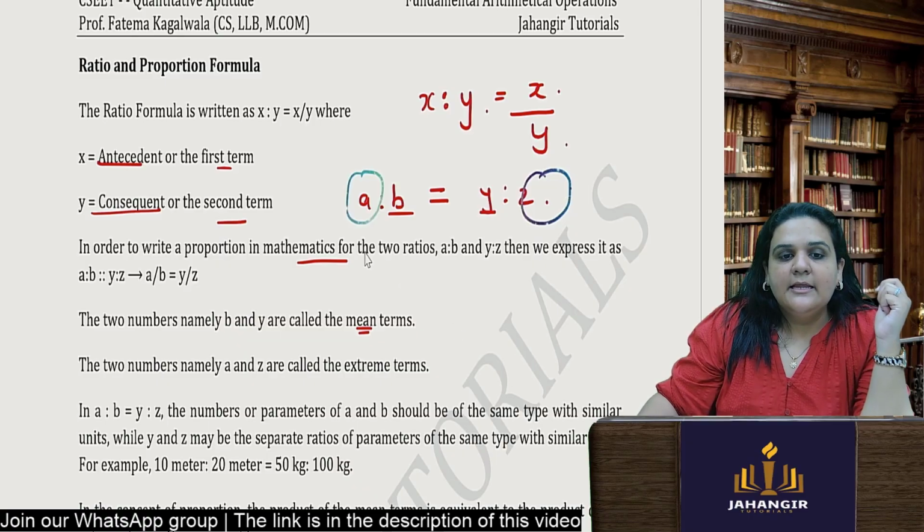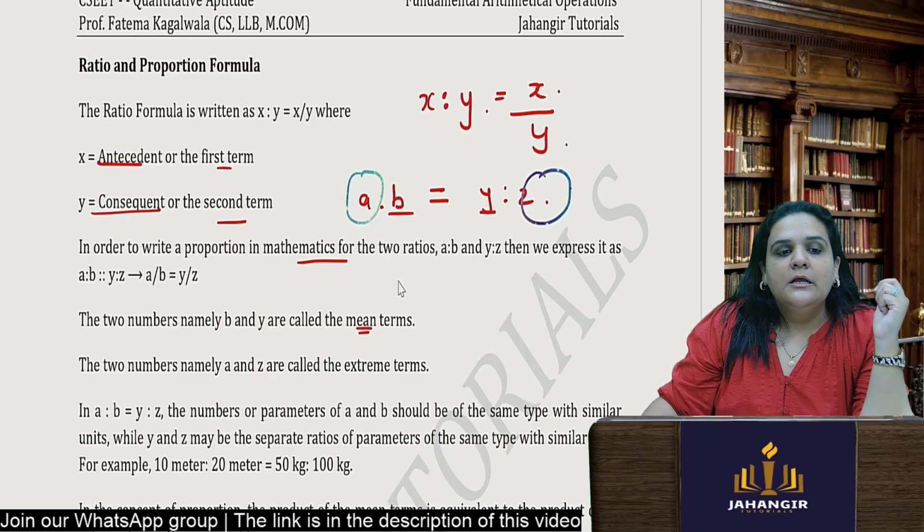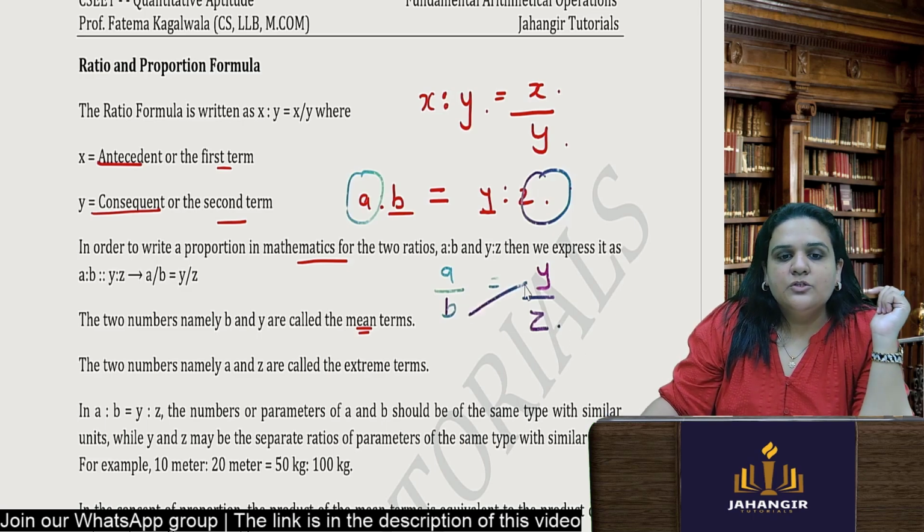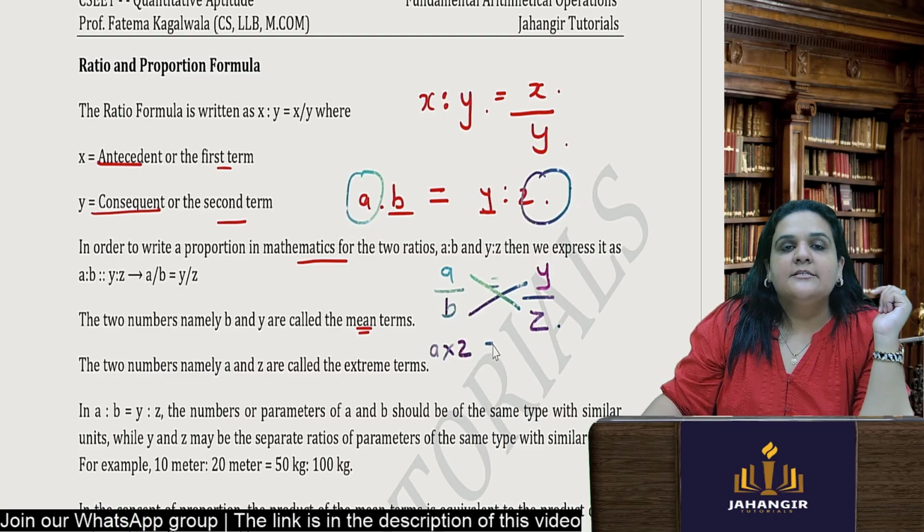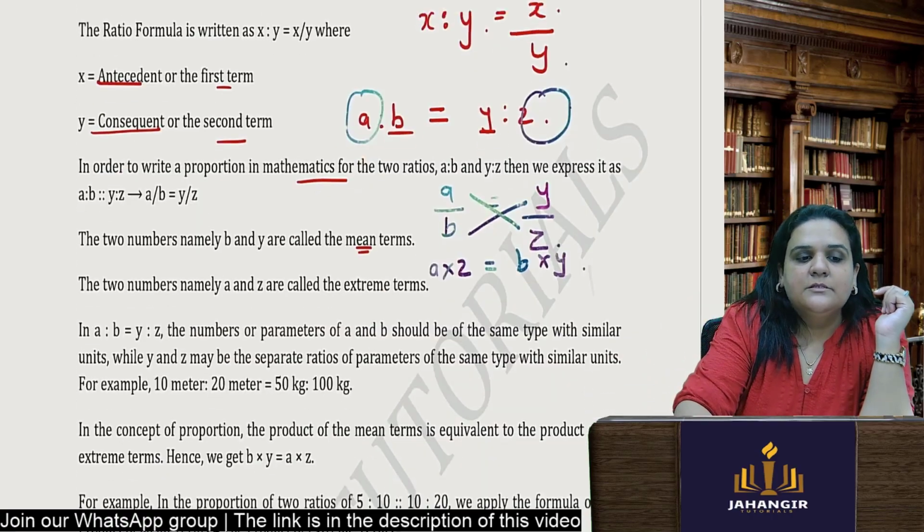Generally in this type of ratio and proportion, a is to b is nothing but a upon b equal to y upon z. If I try to solve this, it is cross multiplication. A into z, the extremes, will be equal to the product of the mean terms.